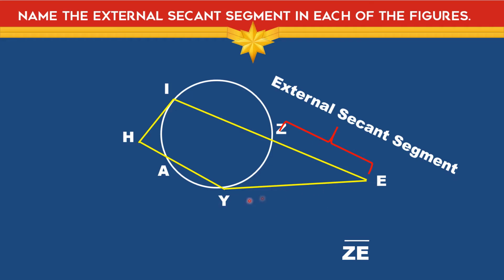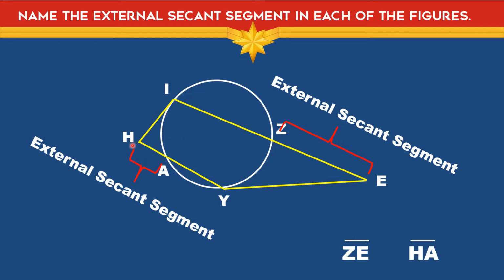How about this one? Is segment YE a secant? No, it is not, because it touches the circle in just 1 point, and we call it a tangent. How about this one? Segment HY. Is that a secant? Yes. Therefore, our external secant segment is segment HA. And how about segment HI? Is that a secant? No. It is also a tangent. Therefore, this is our only external secant segment.